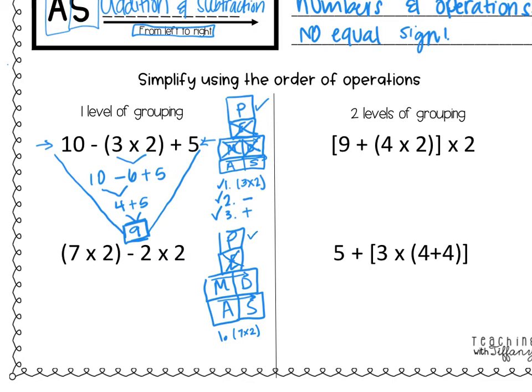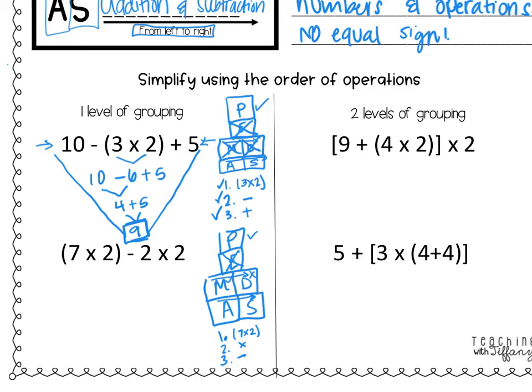And so now I have multiplication and division from left to right. In my equation, do I have any multiplication or division? I have multiplication. So my next step would be to multiply. I don't have any division. My next one that I'm looking for is addition or subtraction from left to right. So I have subtraction. My next step would be to subtract. And now we can solve this equation following our steps.